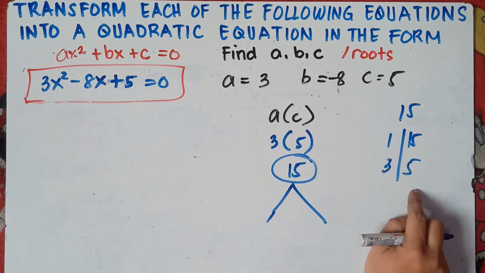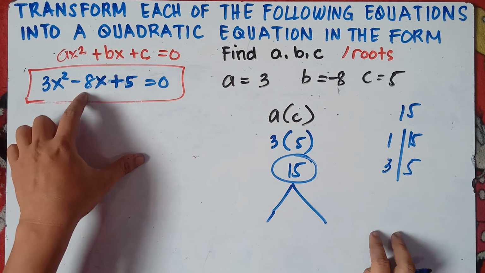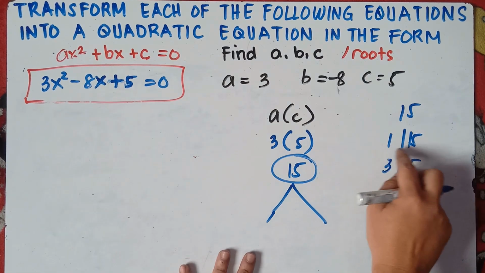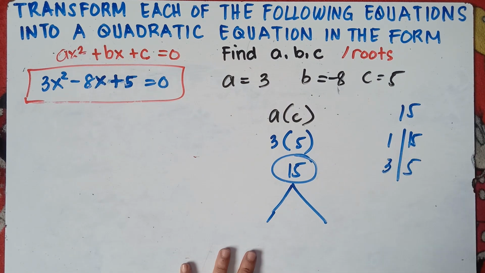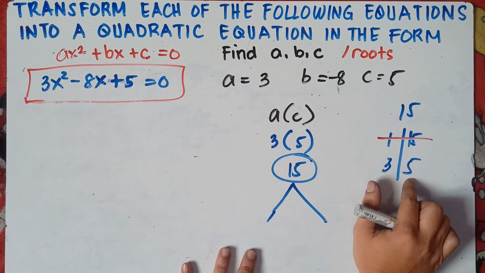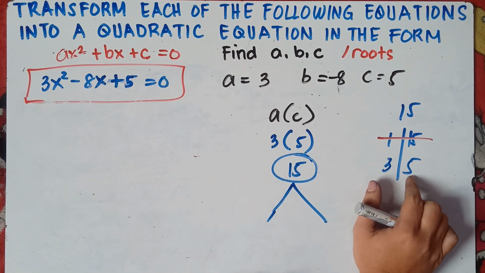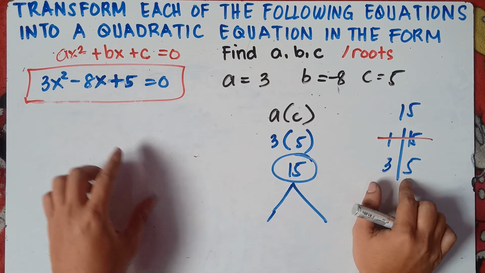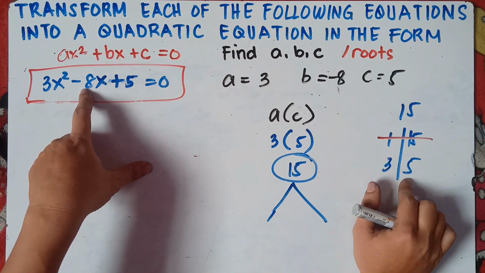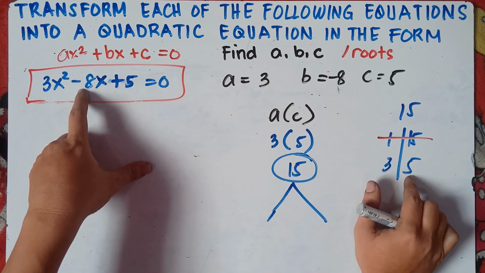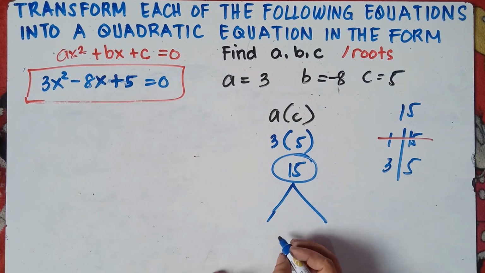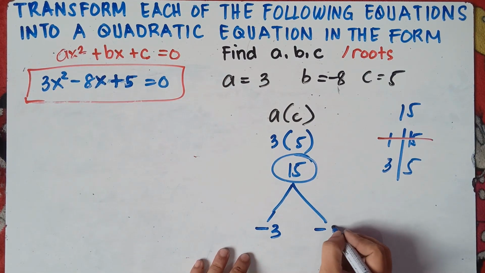If we combine, do we get 8? Negative 8. For 1 and 15, 15 plus 1 is 16, and 15 minus 1 is 14. Therefore, we cannot use this one. For 3 and 5, 3 plus 5 is 8, and 5 minus 3 is 2. But since this is negative 8, positive 3 and positive 5 give positive 8, so it should be negative 3 and negative 5.